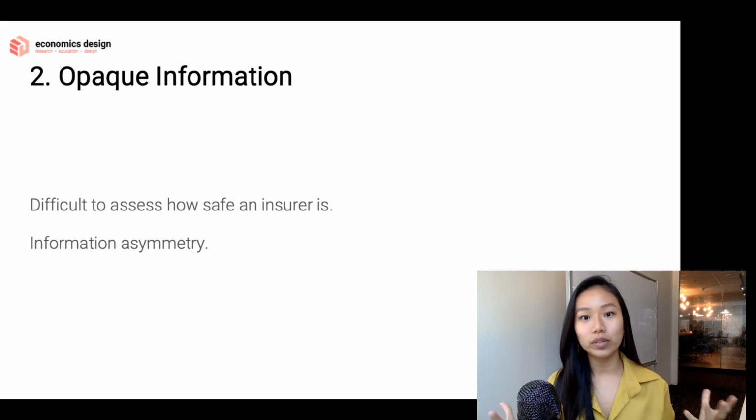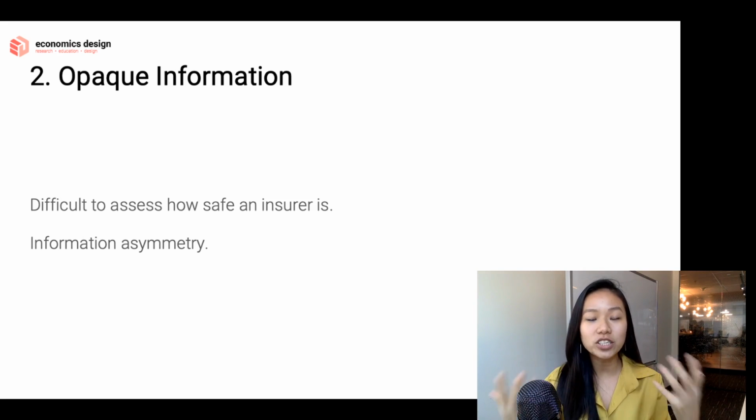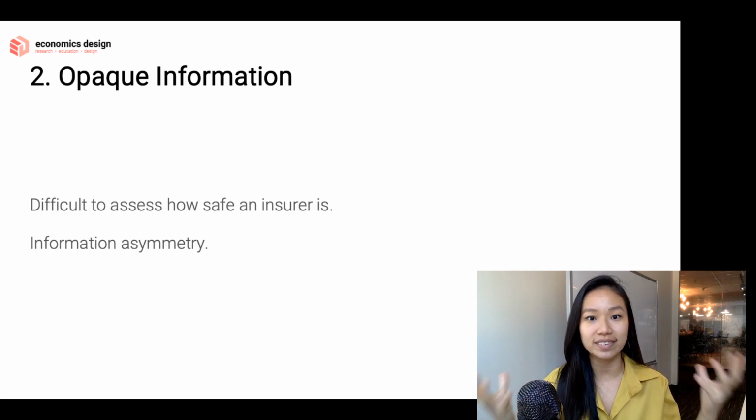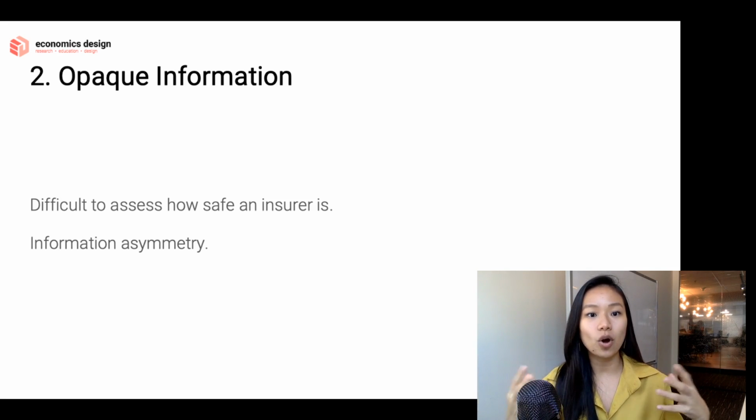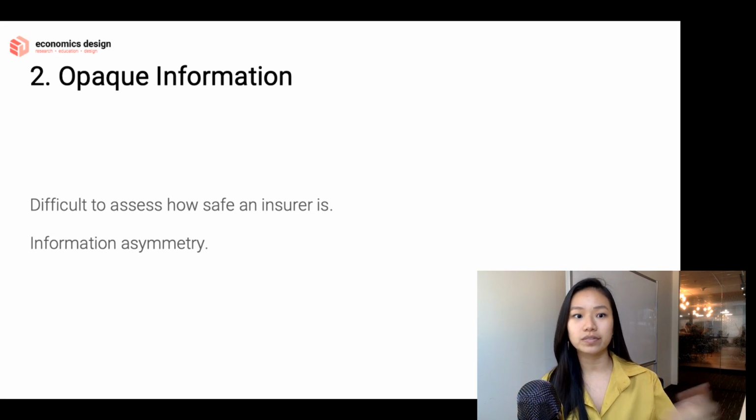Insurance, I know it's a very old industry, right? But there's still a lot of information that's unknown. And that's the whole point of insurance. The whole insurance sector actually exists because there's opaque information. It's quite difficult to assess a lot of different risks, a lot of different information. And that's why we have insurance, to outsource the risk to someone else.